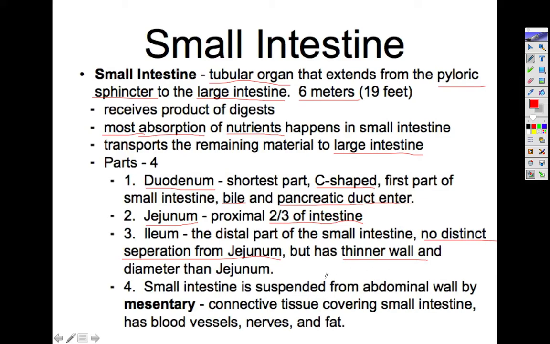So those are the 4 parts of the tube, and then connecting that tube to the rest of your organs and your insides is called your mesentery. This mesentery suspends your small intestine and keeps it off of your abdominal wall. The mesentery itself is the connective tissue that covers your small intestine. It has blood vessels such as your mesenteric artery and vein, which take blood to and from your small intestine. It also has nerves associated with it and has fat there as well. So this is the mesentery.